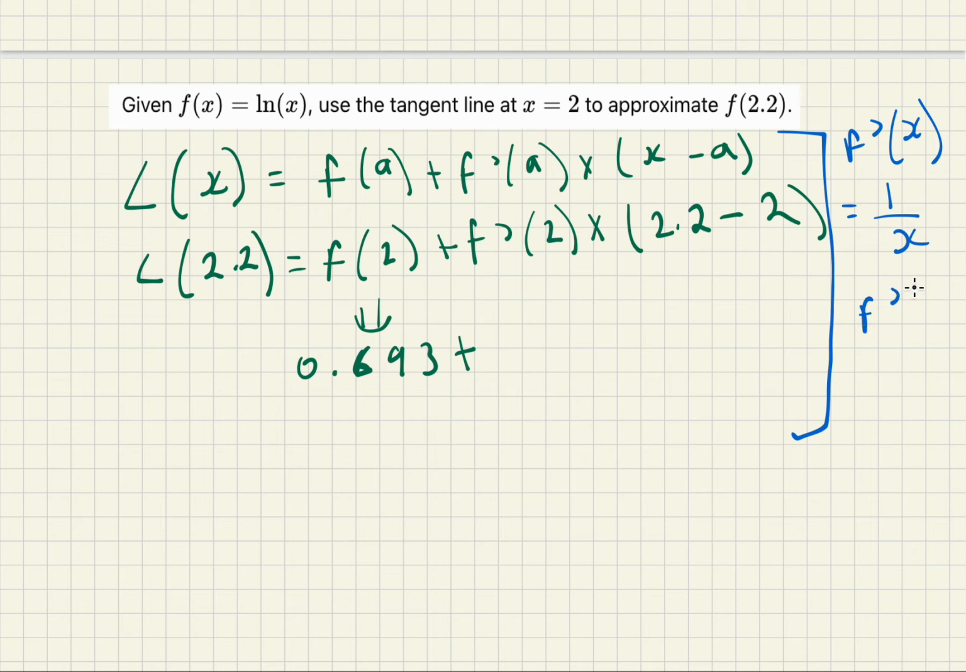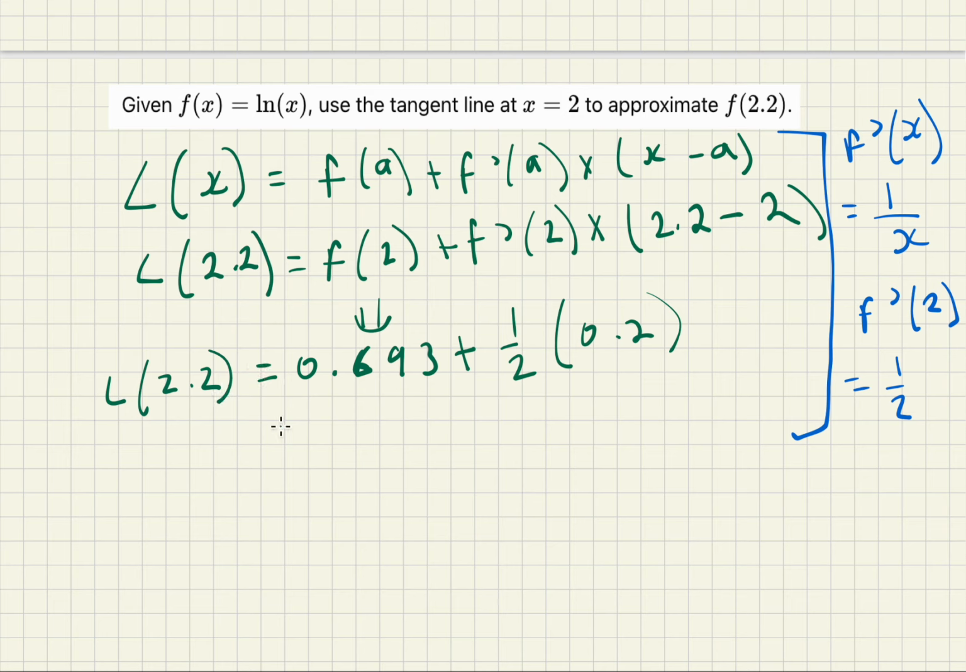Now when we plug in 2, because f prime of 2, we get 1 over 2. So we can write that here. Multiply that by 2.2 minus 2, which is 0.2. And that is all we have to plug in. Now all we need to do is solve. So we can do 0.5 times 0.2, which is 0.1, plus 0.693, which is 0.793. And so this is our approximate.